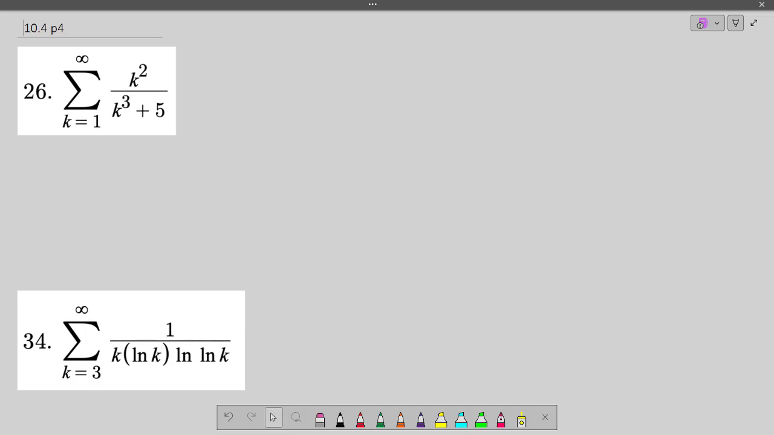Okay. All right, you all try this one. So try this one with the integral test, number 26.